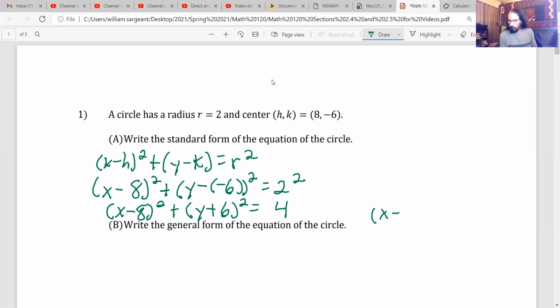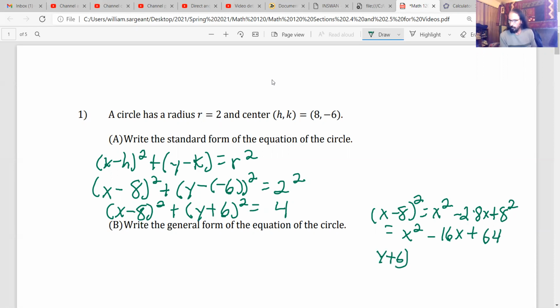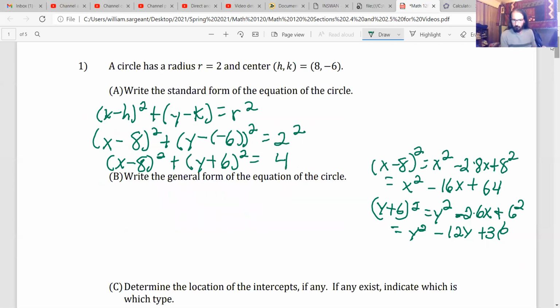To put it in general form, you can FOIL this out or use the special formula for squaring a binomial. We have to put the squared terms first in the XY order. Then the terms to the first in the XY order. And sorry about that. That should be a plus because that was a +6.